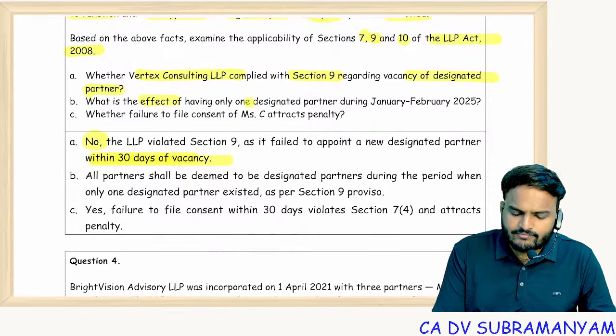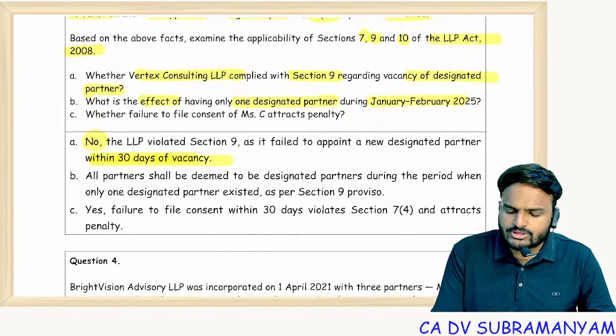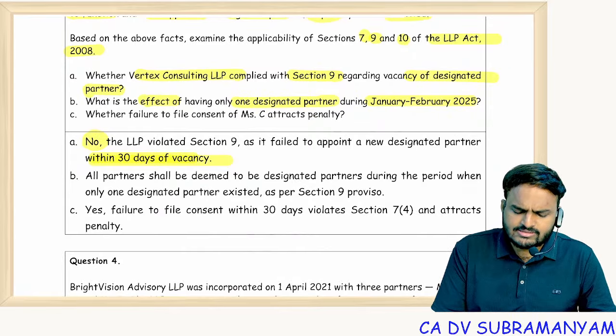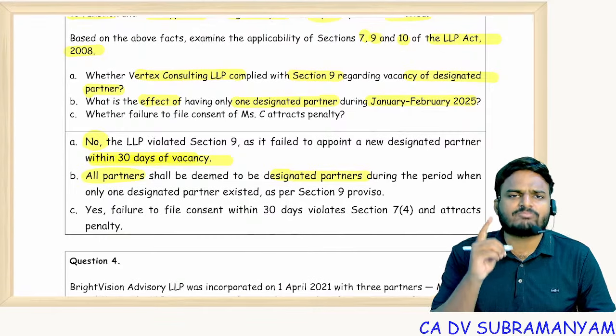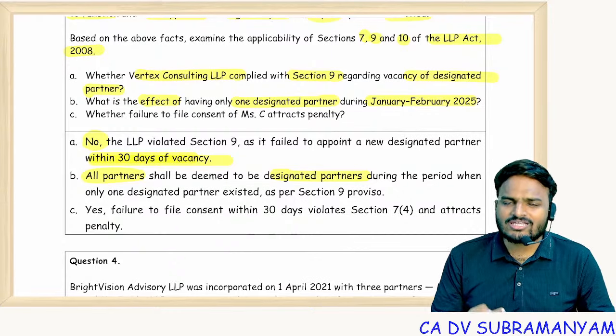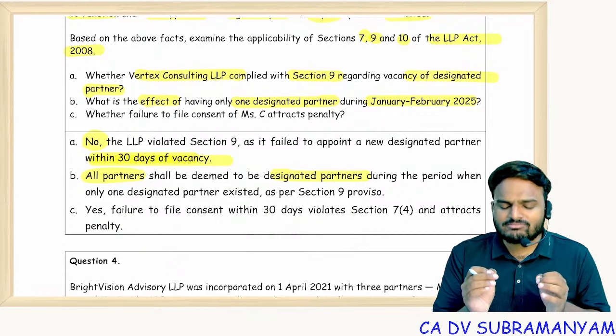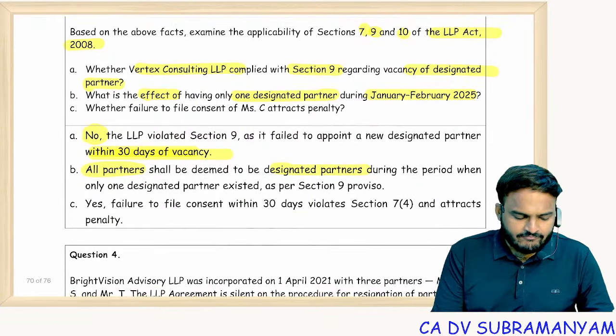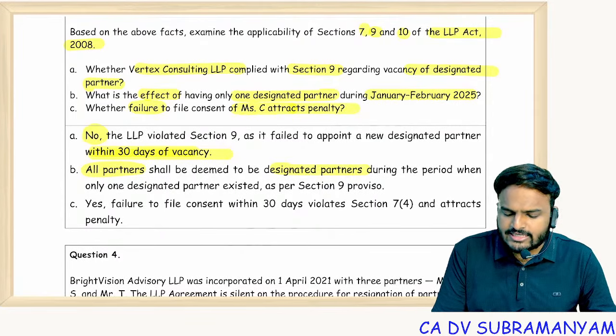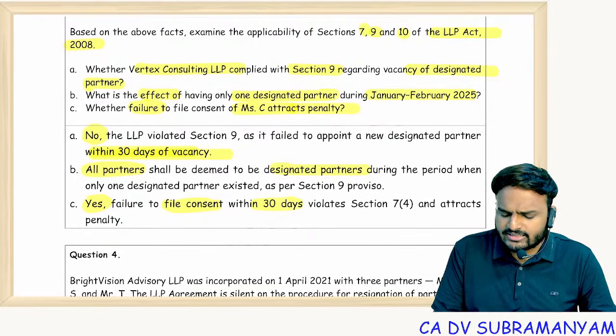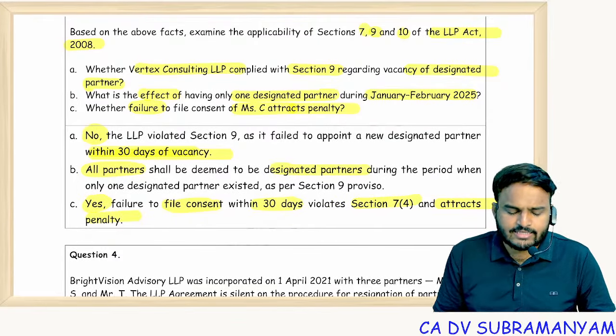What is the effect of having only one designated partner during Jan-Feb 2025? Very simple. All partners become designated partners for punishment. For getting punishment, all other partners automatically become designated partners. Whether failure to file consent of Miss C attracts penalty? Of course, yes. Failure to file consent with ROC within 30 days of appointment violates Section 7 subsection 4, attracts penalty.